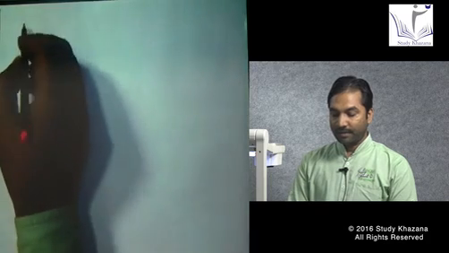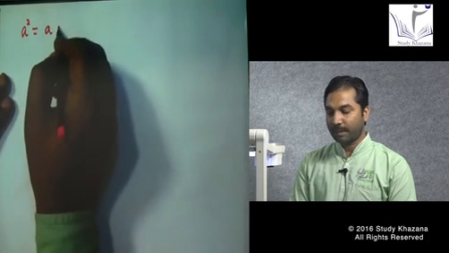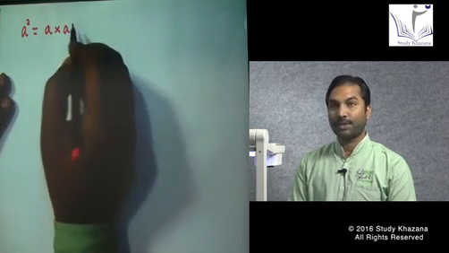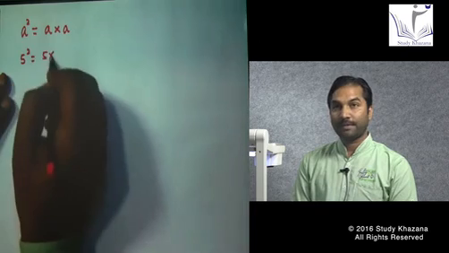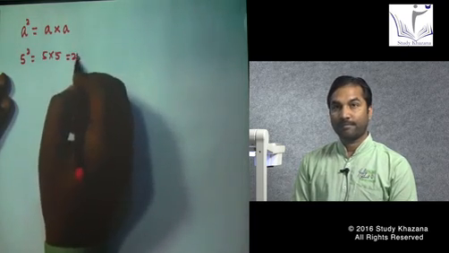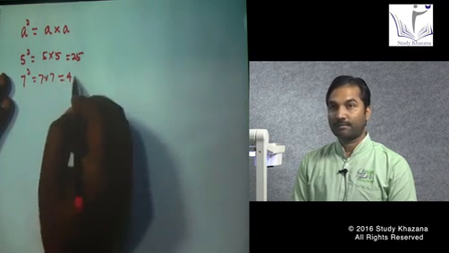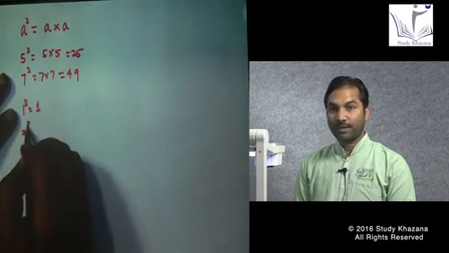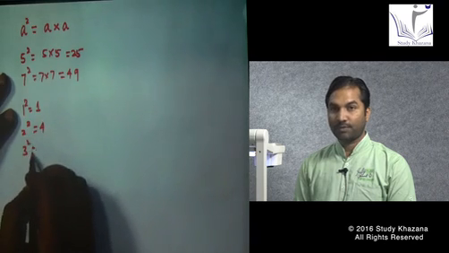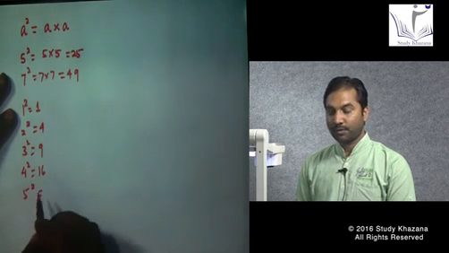First of all, we have to know what a square is. If we find the square of a, it means a written twice with a multiplication sign: a into a becomes a square. For example, 5 square means 5 into 5, which is 25. 7 square means 7 into 7 equals 49. We know that 1 square equals 1, 2 square equals 4, 3 square equals 9, 4 square equals 16, 5 square equals 25.